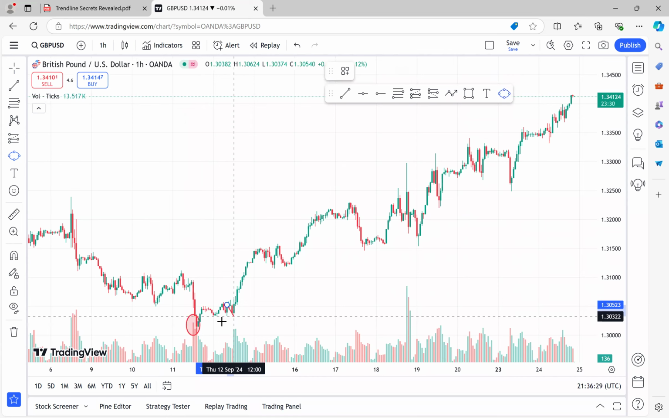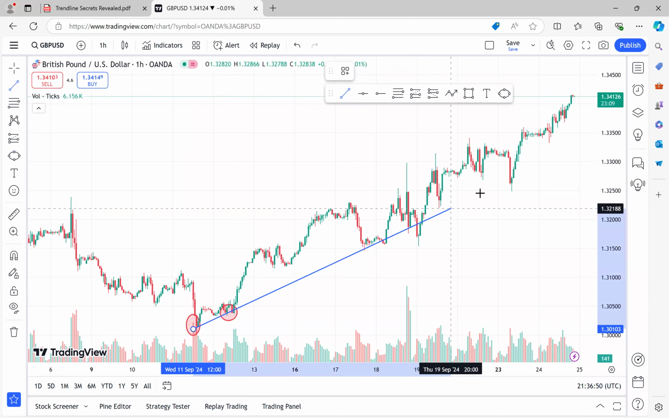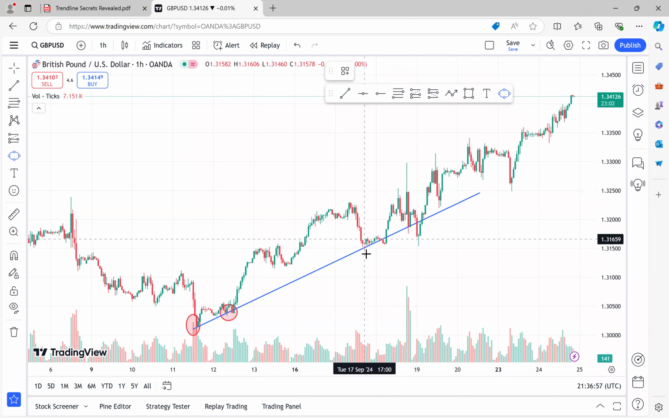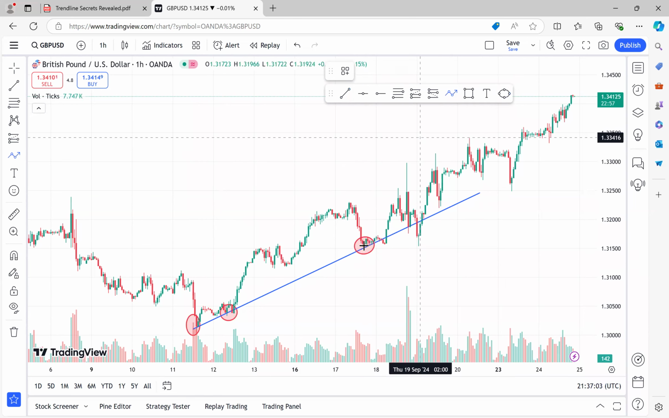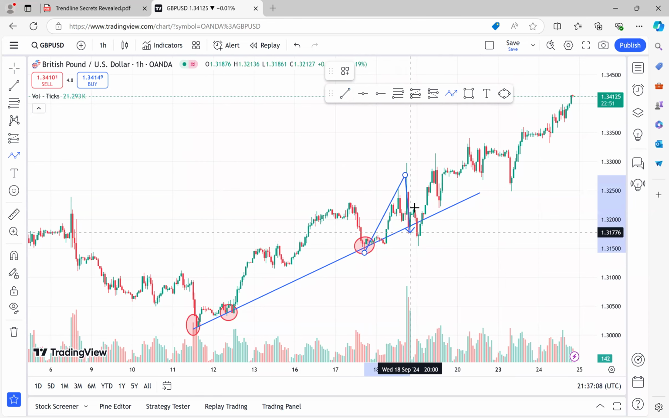So this is the first low, second low. Then I pull out my trend line and extend it. You can see what it did: when price got there in the future, it tested it like this and bounced right off. It came back again, tested it, bounced a little, and it broke.